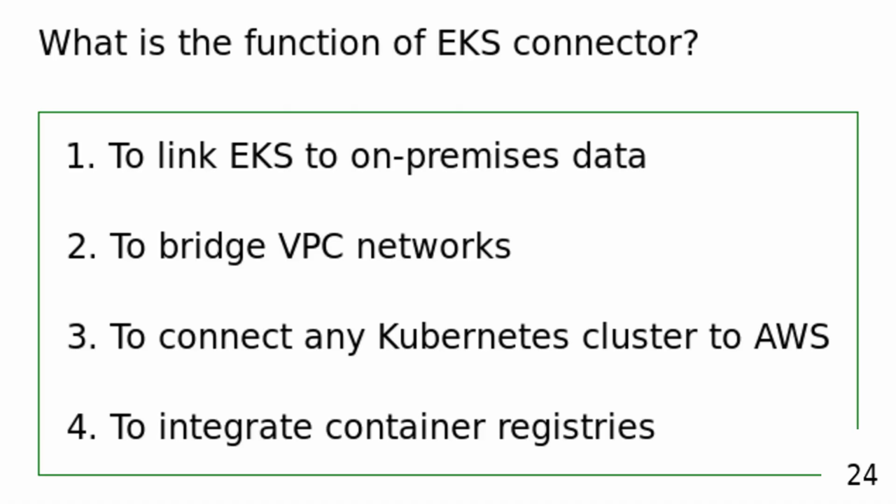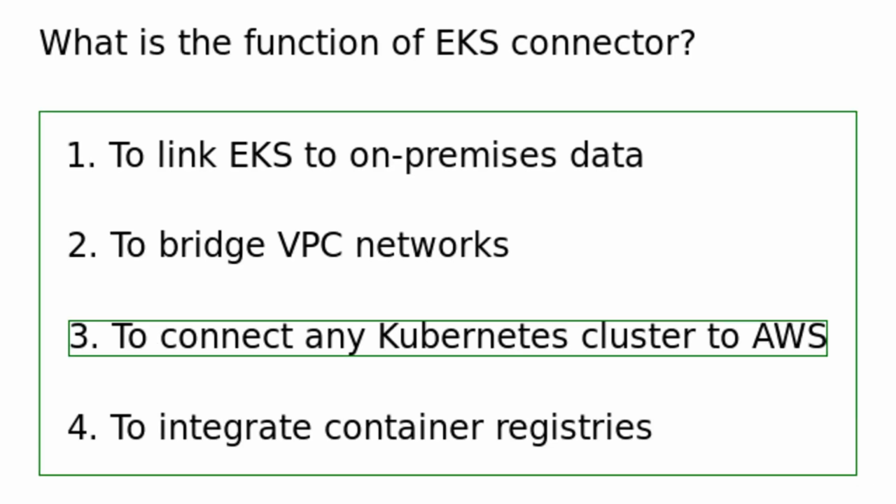What is the function of EKS connector? To link EKS to on-premises data. To bridge VPC networks. To connect any Kubernetes cluster to AWS. To integrate container registries. EKS connector allows you to connect any Kubernetes cluster, even non-EKS ones, to AWS.